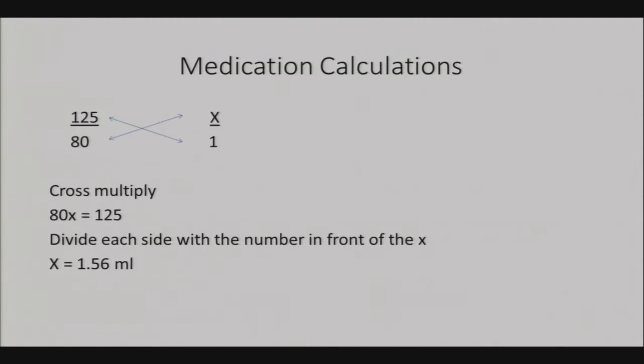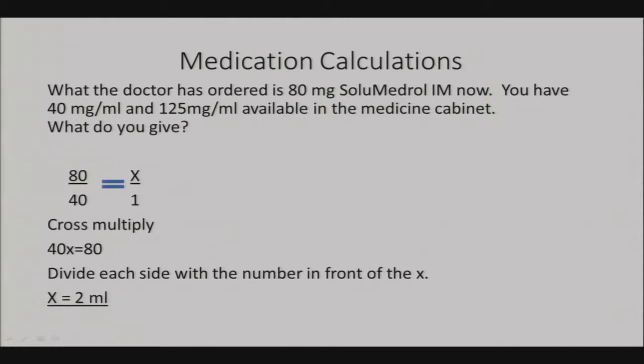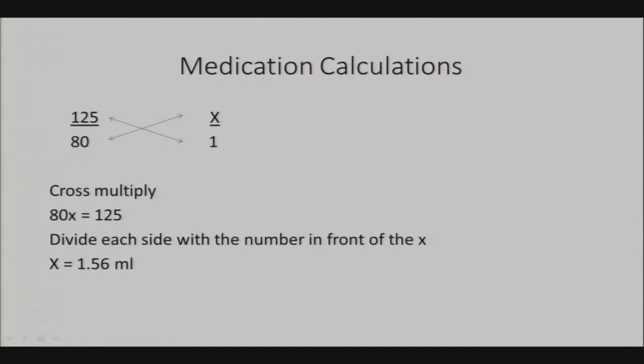All right, let's go to the next one. The doctor has ordered 80 milligrams of Solu-Medrol. So we put 80 over 40 equals x over 1, and we're going to give them 2 mLs. All right?